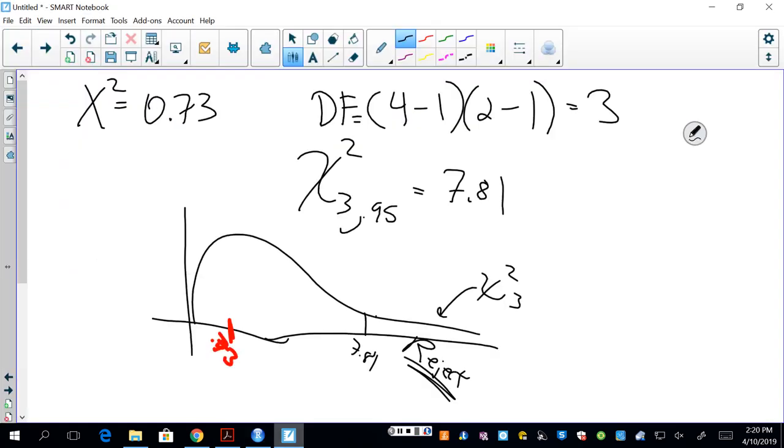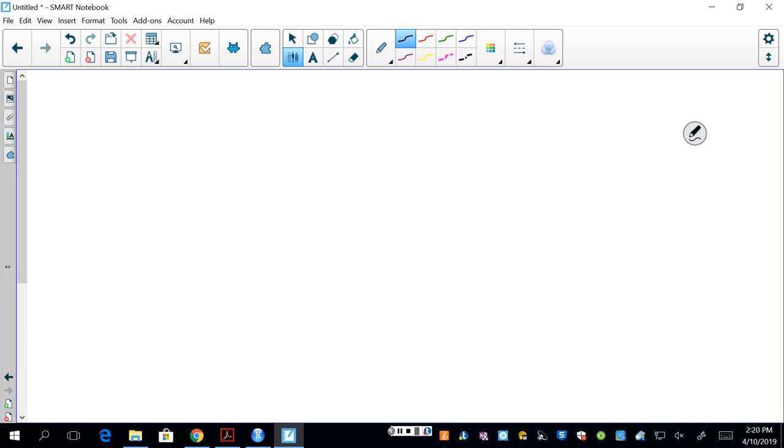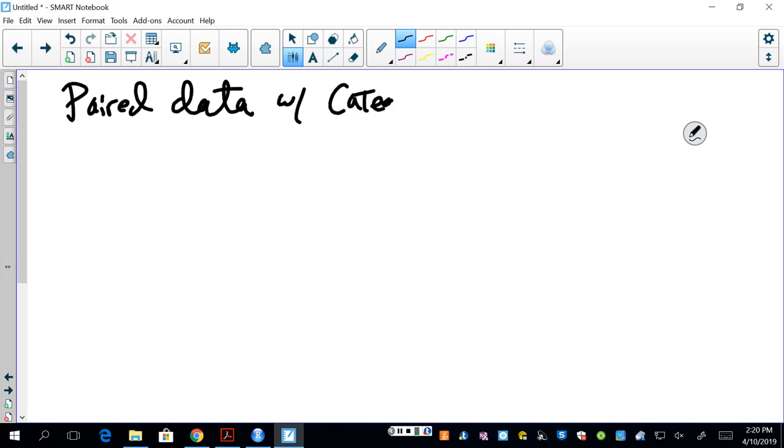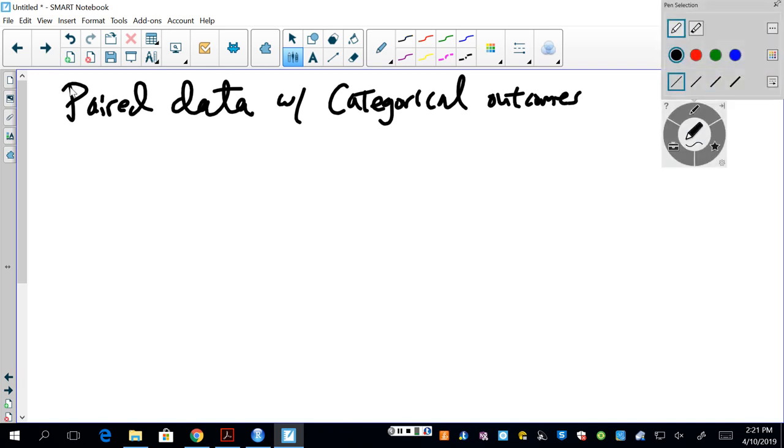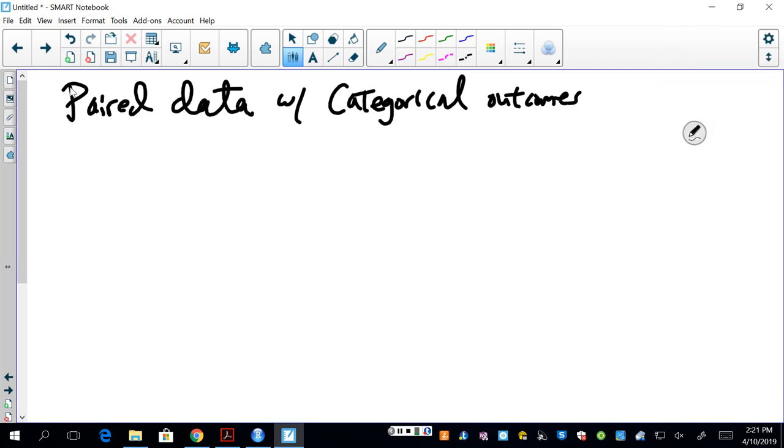Right? Now, the final thing I wanted to mention is this. You can have paired data with categorical outcomes. We won't have to know this for an exam, but just to point out that here's another different type of, the data structure is different. We use a slightly different method, and that's why there's all these different varieties of things.